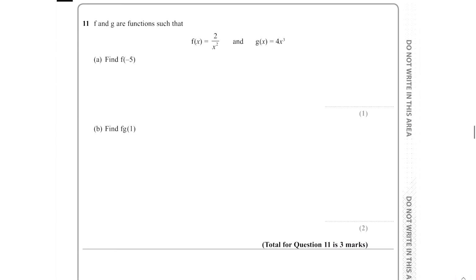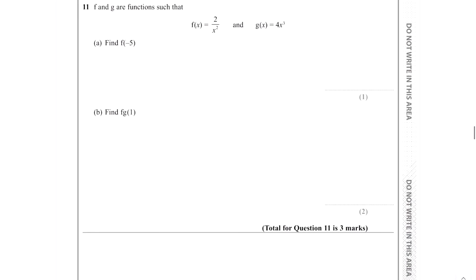Moving on to question 11. So f and g are functions, so we've got 2 over x squared and 4x cubed. Find f of minus 5. So let's write out what f is. Let me use the same colors. So we have f of x is equal to 2 over x cubed.